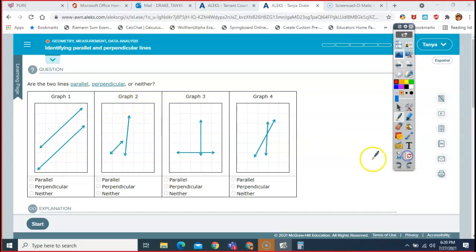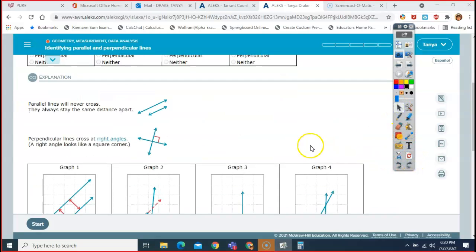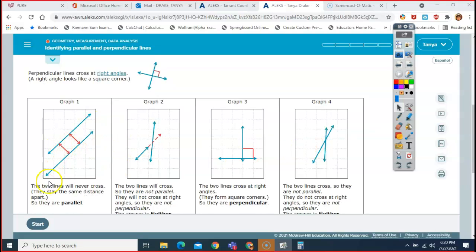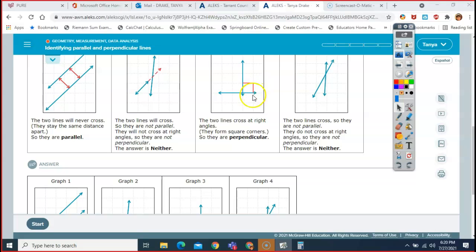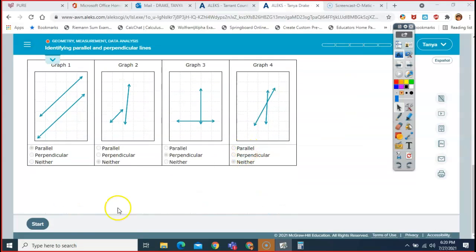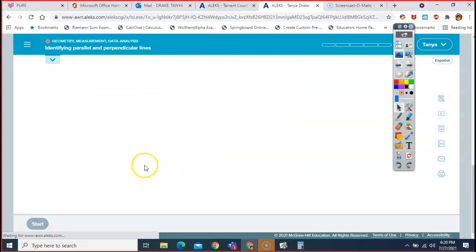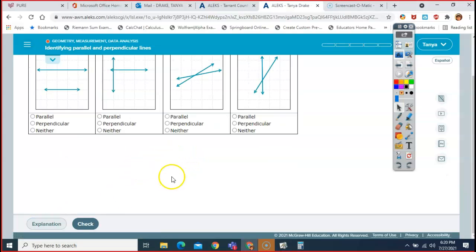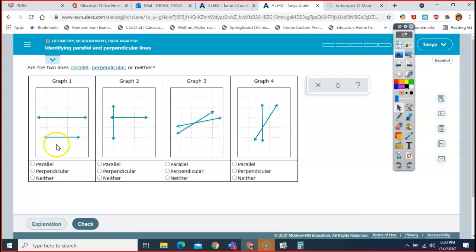All right. So on the bottom of the page, they explain the two lines never cross. These two lines will cross, but it doesn't look like a cross. And basically, they're telling you it makes a right angle. That's how you know. Okay, so we're going to go to, and you tell me what you think. All right, so on this one, what do you think this is? Graph 1.